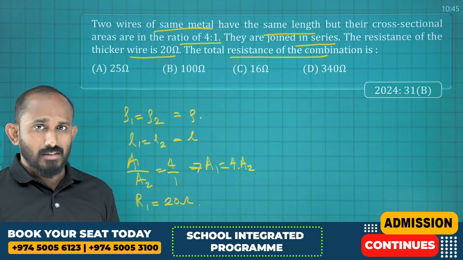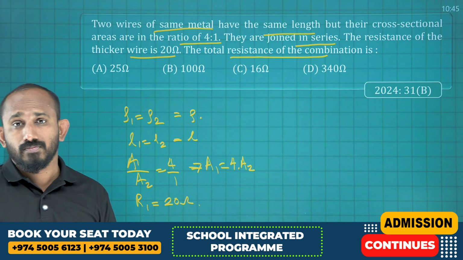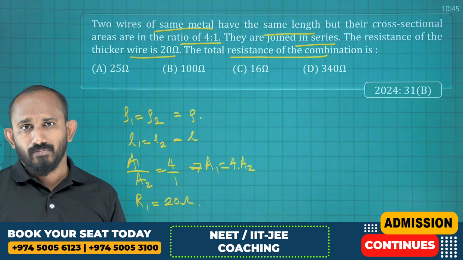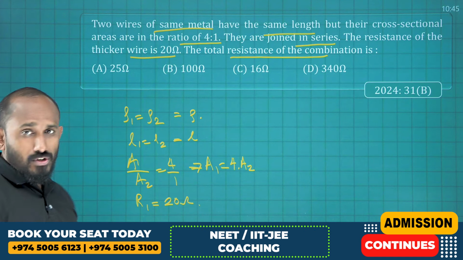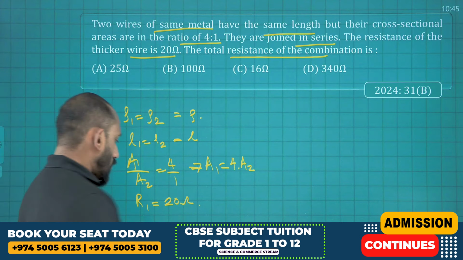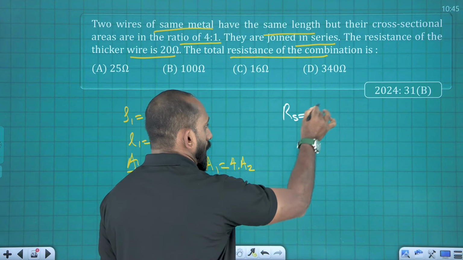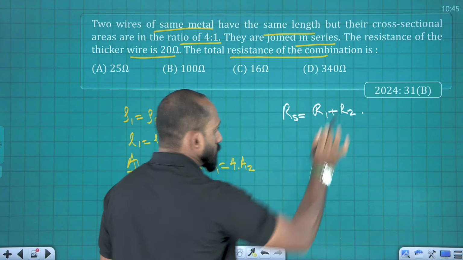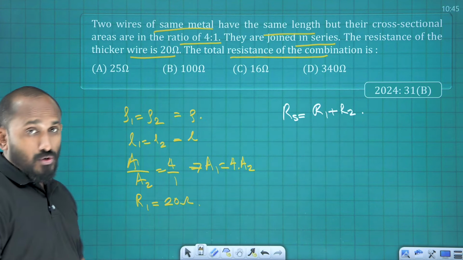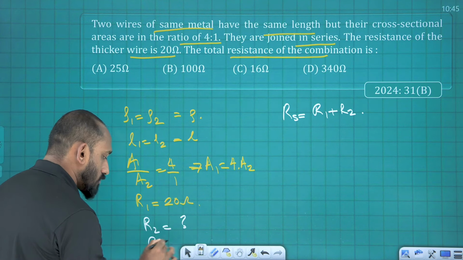Now they are connected in series. Your question is, total resistance of the combination is how much? So R1 is 20 ohm. R2 you can find out because L is the same. In a series combination, RS is equal to R1 plus R2. R1 is given as 20 ohm, R2 you have to find out. Then we can get RS.